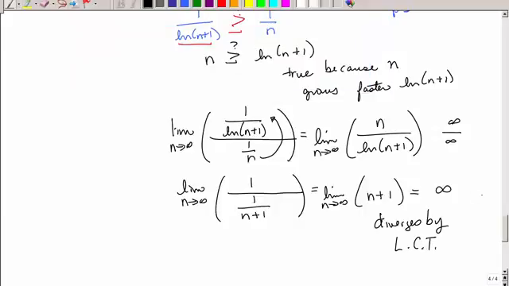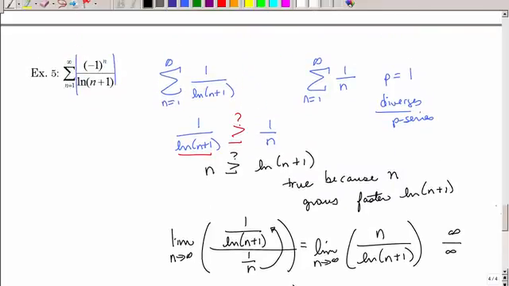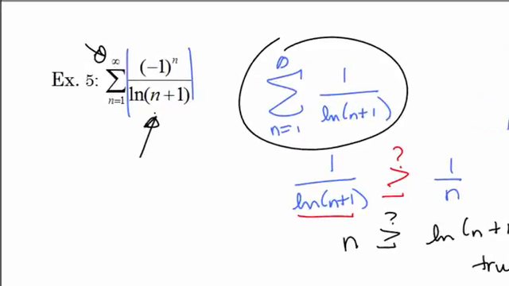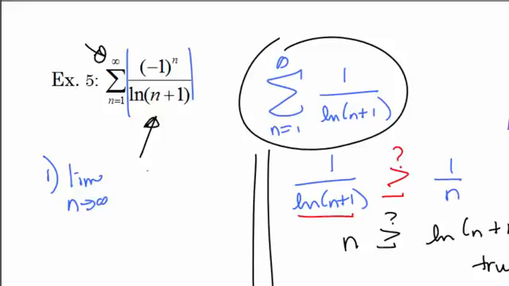Okay, what diverged by the limit comparison test? Did the original series diverge? No, the absolute value. So since that diverged, I have to go back to the original series. And what kind of series is the original series? It's an alternating series. So the two conditions. Condition 1, the limit as n approaches infinity of 1 over the natural log of n plus 1. That goes to 0. Check.